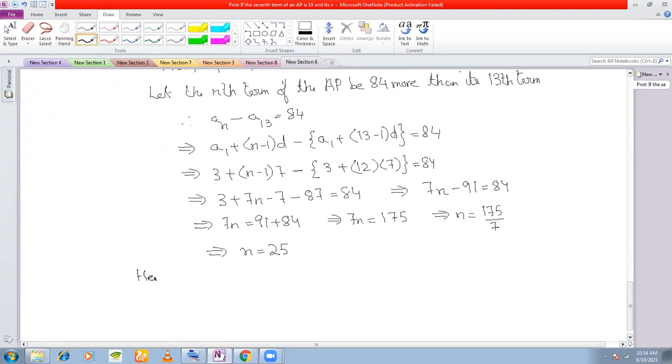Hence, the 25th term will be 84 more than the 13th term of the AP. Okay, so I'll stop here.